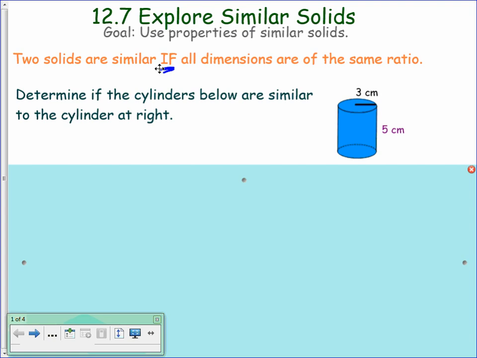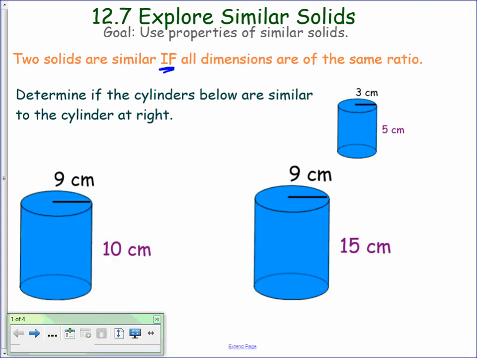So that means the heights need to be similar, the bases need to be similar, the lengths need to be similar, the two radii need to be similar. Everything needs to be in the same proportion. So we have this cylinder here with a radius of 3 and a height of 5. We're trying to determine, are these two cylinders, either one, neither, or both, similar?